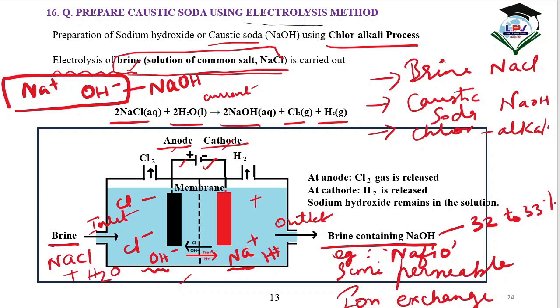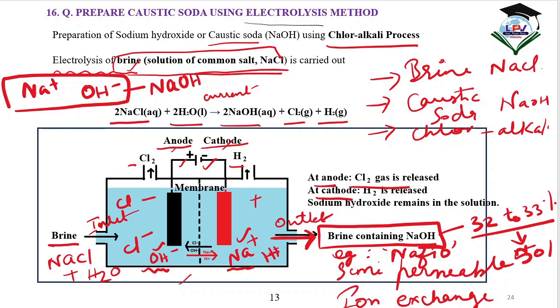The H2 is released at cathode. Chlorine is released at anode. The remaining Na+ and OH- in the brine is separated from the outlet, and this brine contains 32% of NaOH, which on concentration and purification gives 50% of caustic soda.